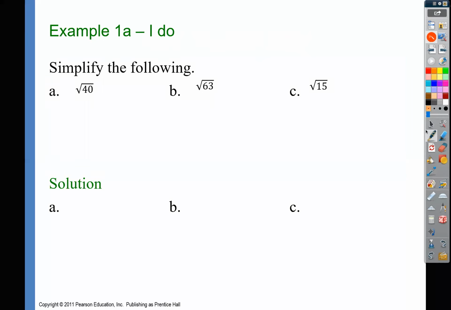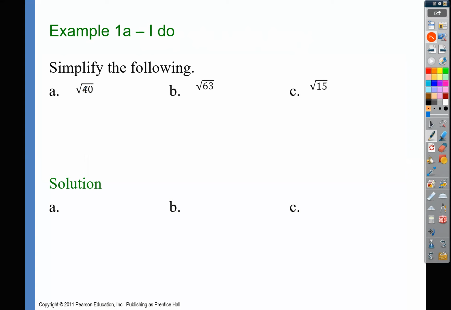Okay, so here we go. We're going to simplify the following. Now, you notice it does not say approximate. So you're not going to use your calculator. It's not that I'm not allowing you, you are just not going to. You will get it wrong, okay?